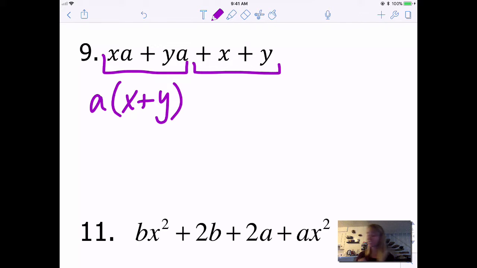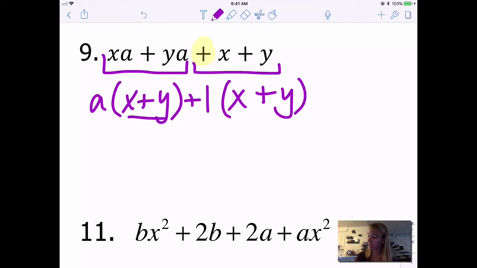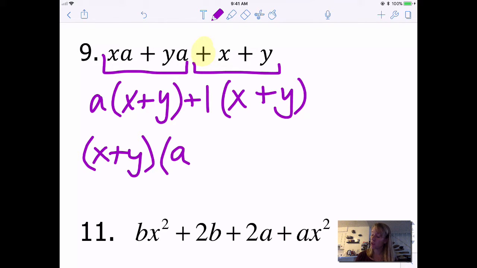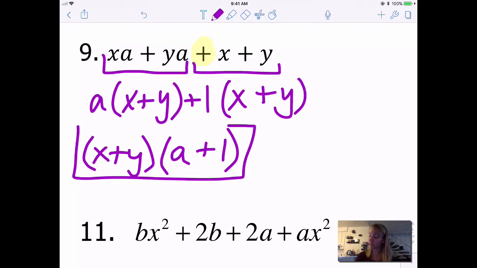In the second two terms, it doesn't look like there's anything in common. There's no GCF. If that's the case, I can take a positive 1 out. Again, I keep that middle sign, but positive 1 times X is X, and positive 1 times Y is Y. Notice that, again, I've got a common blob. So X plus Y comes out, and what's left over in the first term is A. What is left over in the second term is a 1. So I've got X plus Y times A plus 1 as a final answer.